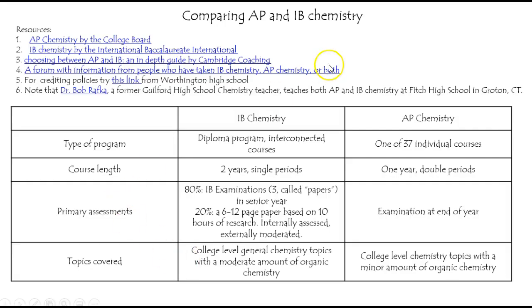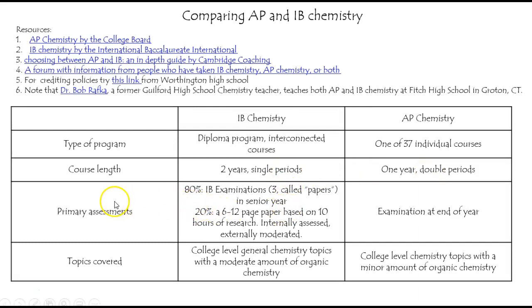And here's a comparison of AP and IB chemistry. I think some students will find this useful. After all, they are the two major college credit courses, or at least potentially college credit. And if you compare them, one of the big differences is, of course, that the AP chemistry is typically a one-year course, whereas IB chemistry is a two-year course. What a big difference that is right off the bat.